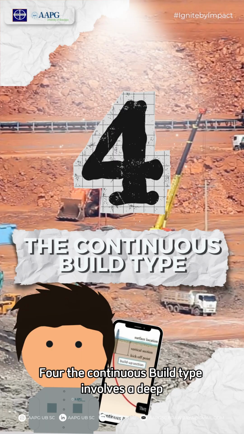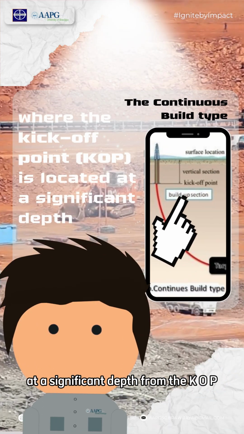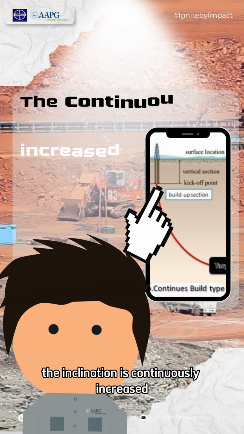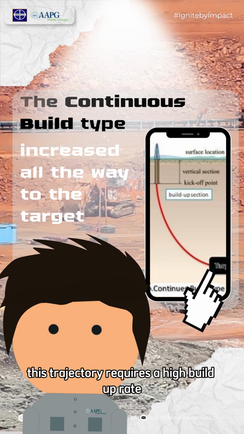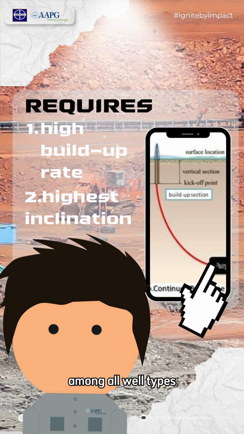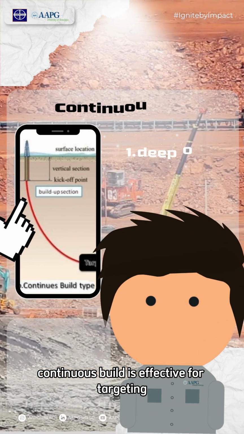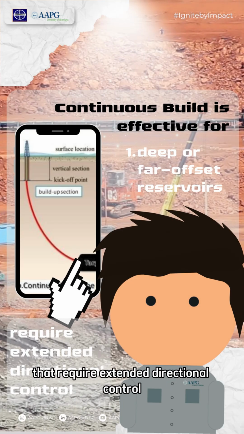Fourth, the continuous build-up involves a deep deviation path, where the kickoff point is located at a significant depth. From the KOP, the inclination is continuously increased all the way to the target without hold sections. This trajectory requires a high build-up rate and typically reaches the highest inclination among all well types. Continuous build is effective for targeting deep or far offset reservoirs that require extended directional control.